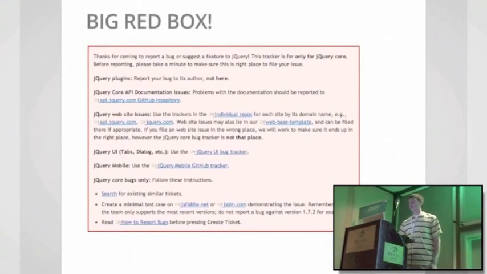So let's say you actually went to bugs.jQuery.com, say, yep, I got a bug, I'm going to submit it. This is the first thing that's going to greet you, this giant red box. And that's because a lot of the stuff that comes into the bug tracker has some problems. And I'm going to go over some of these.